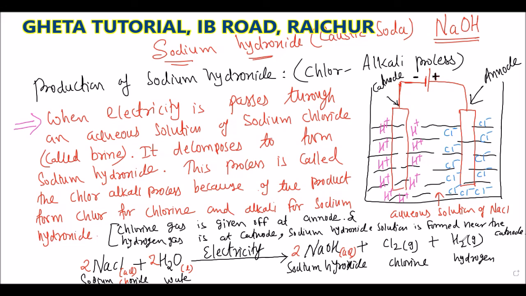Okay, that is over. Complete information has been given here. This process is called the chlor-alkali process because chlor is for chlorine and alkali is for sodium hydroxide. And here you will get the chlorine gas at the anode and the hydrogen gas at the cathode.